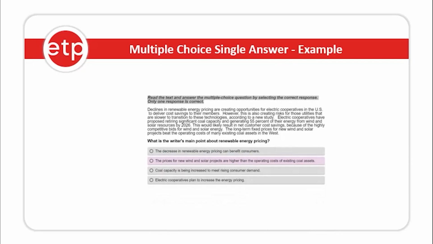Now you are presented with another example, which is related to multiple choice question with single answers. You have to read the text and answer the multiple choice question by selecting the correct response. Only one response is correct, so you have to be very careful and appropriate. Also, you have to read the text very carefully.